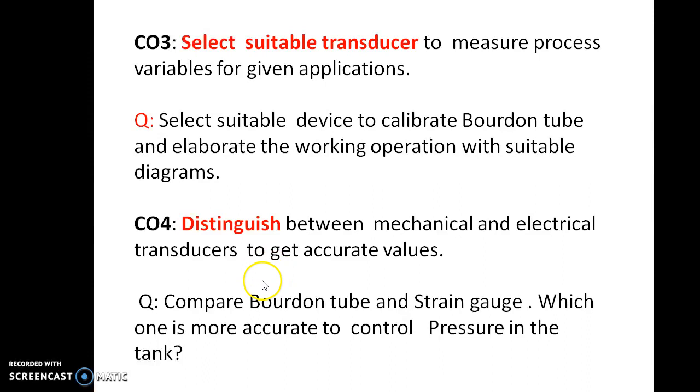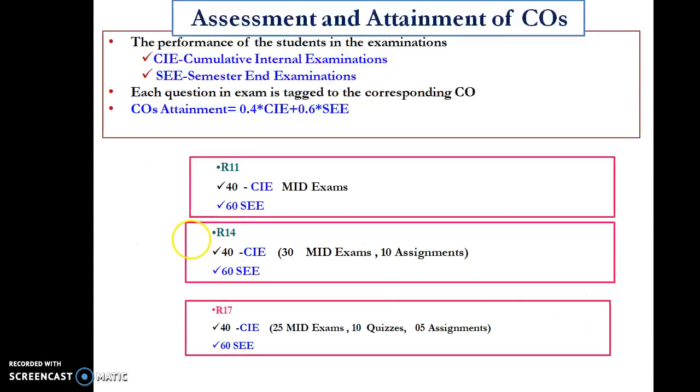Then I will give this: compare Bourdon tube and strain gauge, and which one is more accurate to control the pressure in the tank. So first of all, he writes about the Bourdon tube, and then compares the Bourdon tube and the strain gauge, and whether the Bourdon tube is possible or the strain gauge is possible to control. Then finally he decides. Okay, that is compare.